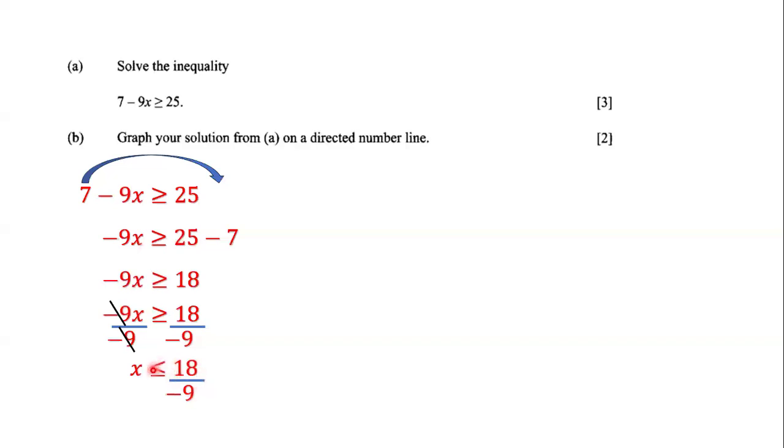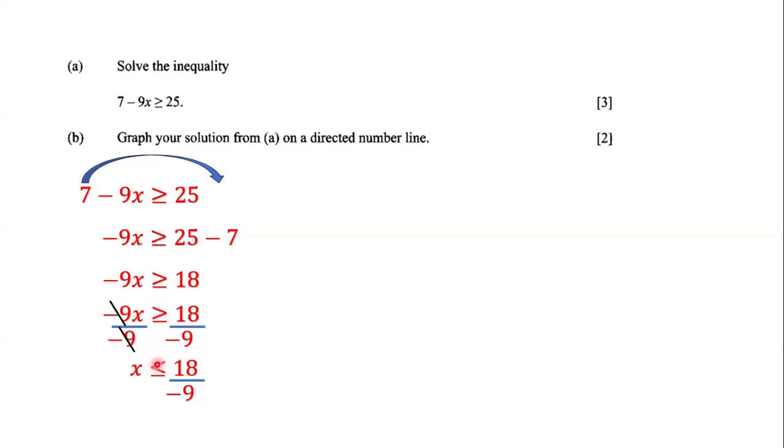Notice that we changed the sign. Notice that this was greater than or equal to, but now it's less than or equal to. That's because we divided by a negative number. Whenever you divide by a negative number when you're doing inequalities, you have to change the sign. You have to change its direction.